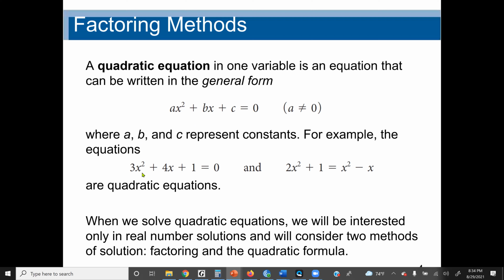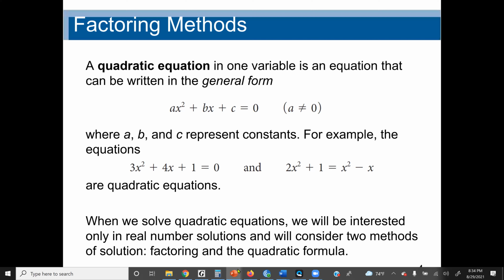For example, we have 3x squared plus 4x plus 1 equal to 0. This is a quadratic equation because the highest exponent, the degree, is 2. Or we also have 2x squared plus 1 equal to x squared minus x. This is also a quadratic equation. We can bring the x squared minus x to the left side, and the equation will be equal to 0. We still have the highest degree of the variable to be 2.